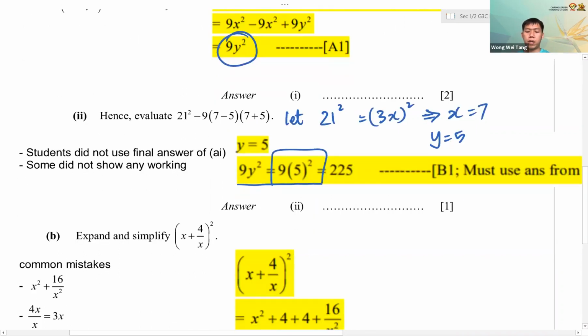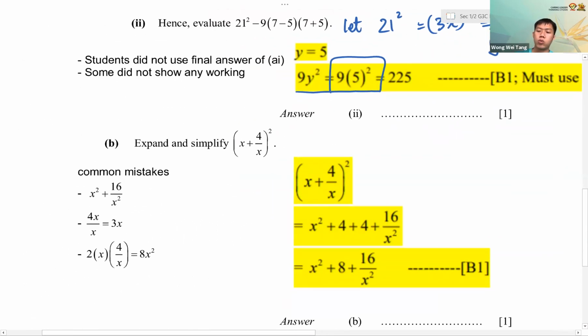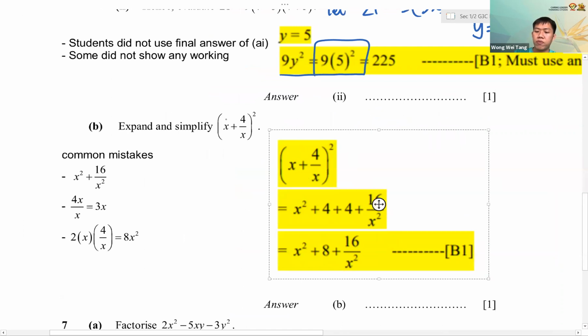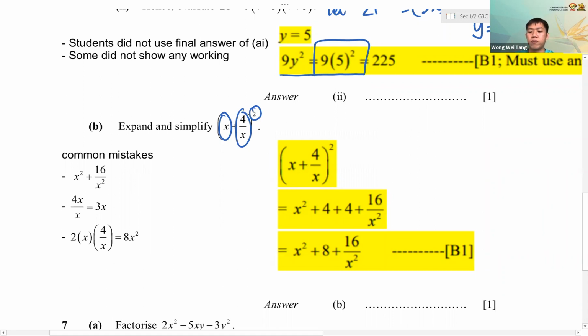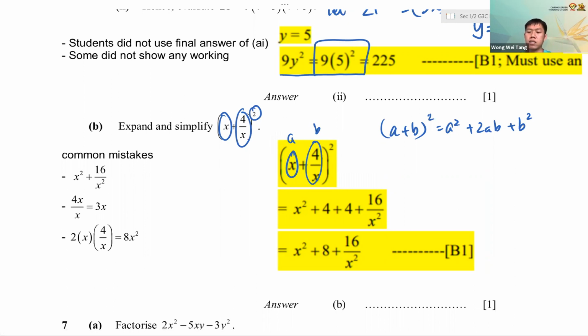Okay, next. Part B, expand and simplify. So we have a case of number, or rather a term, plus another term, and square it. So just use the formula. Let me write down the formula again. A plus B, when you square it, a squared plus 2ab plus b squared. Doesn't matter what the a is, doesn't matter what the b is. In this case, this is our a. In this case, this is our b. Now b is a little funny, like it is 4 over x instead of having no fraction. There is a fraction for b, but it doesn't matter.